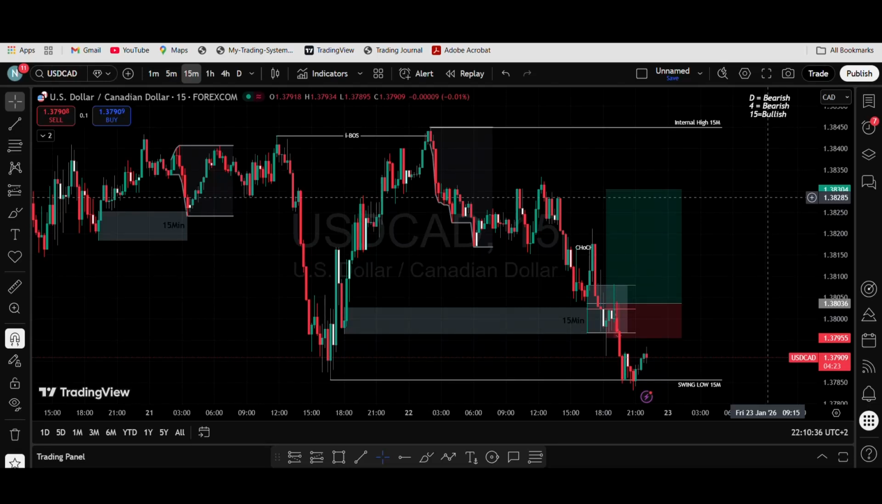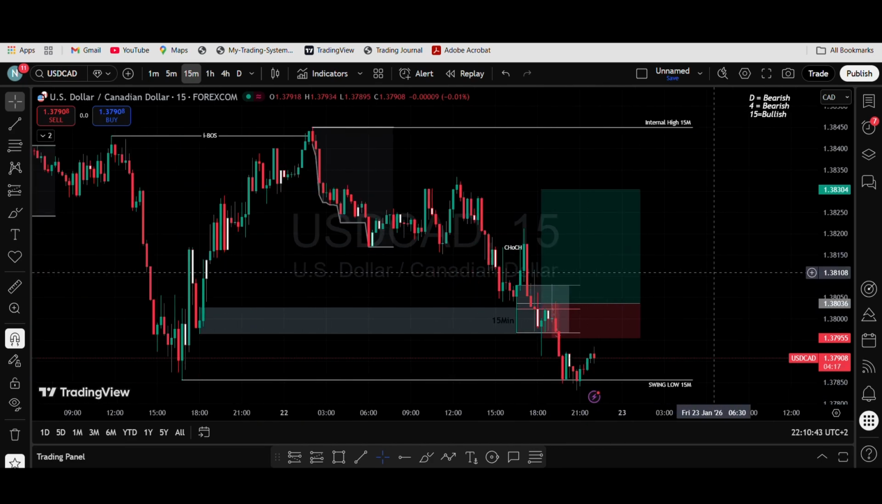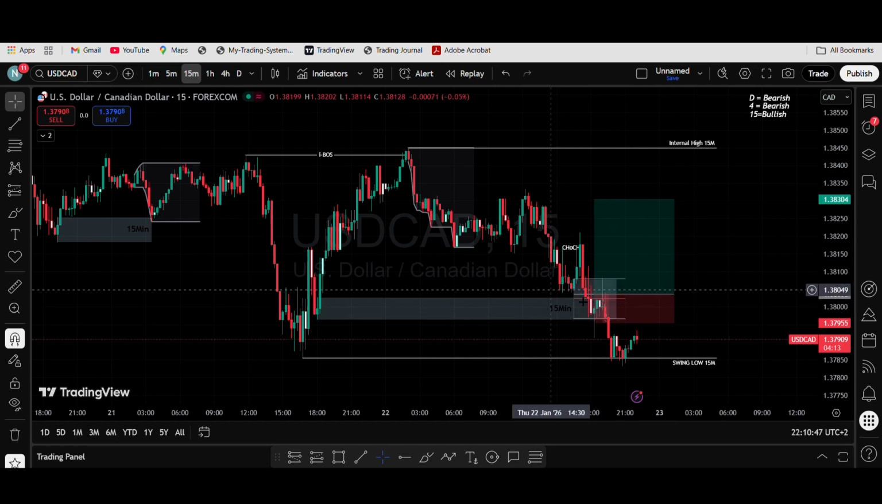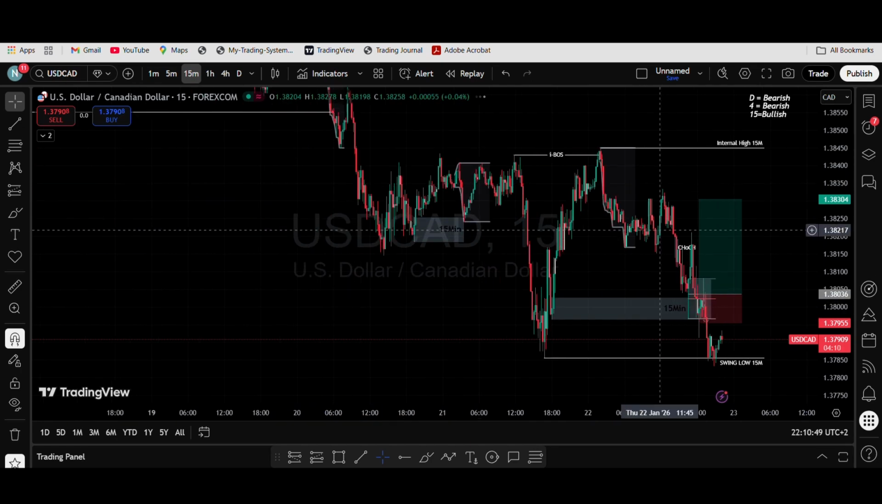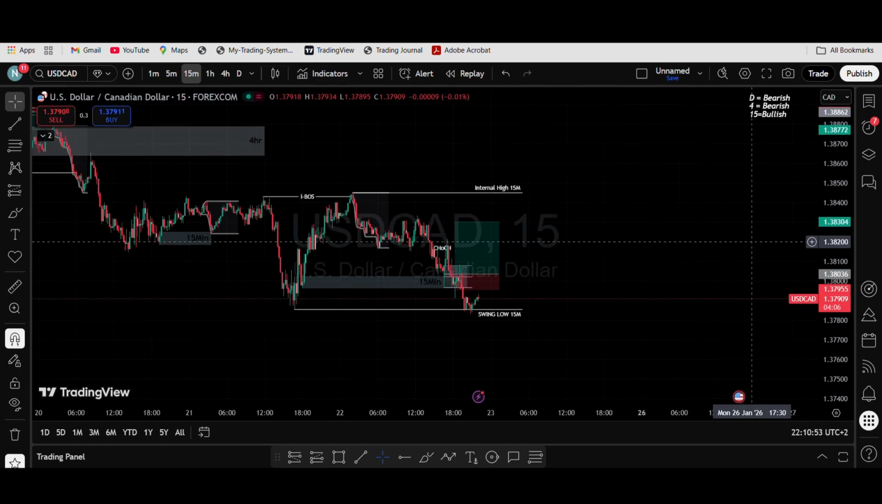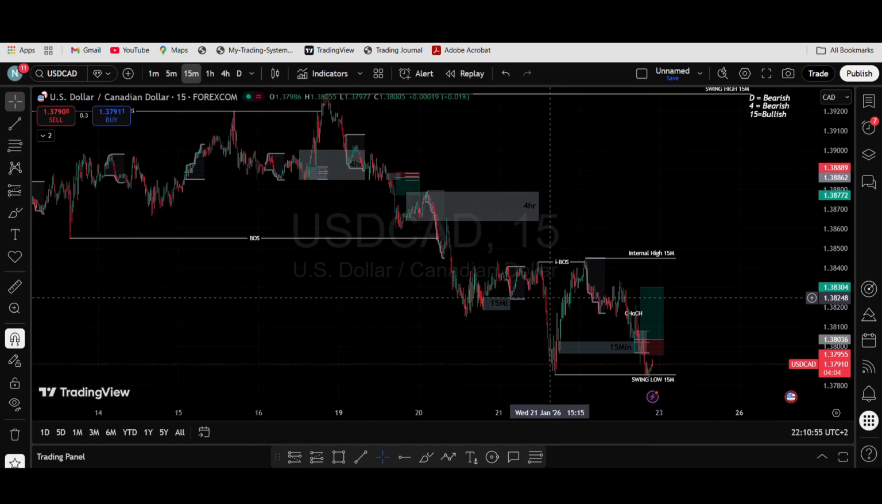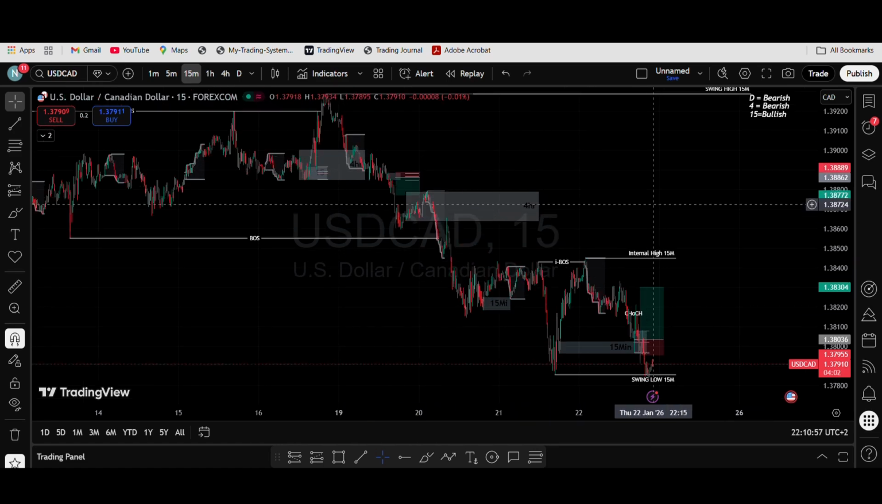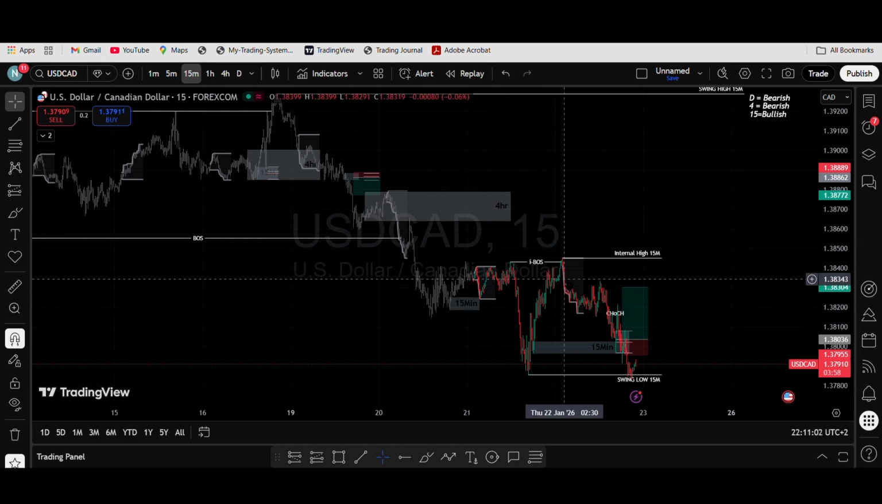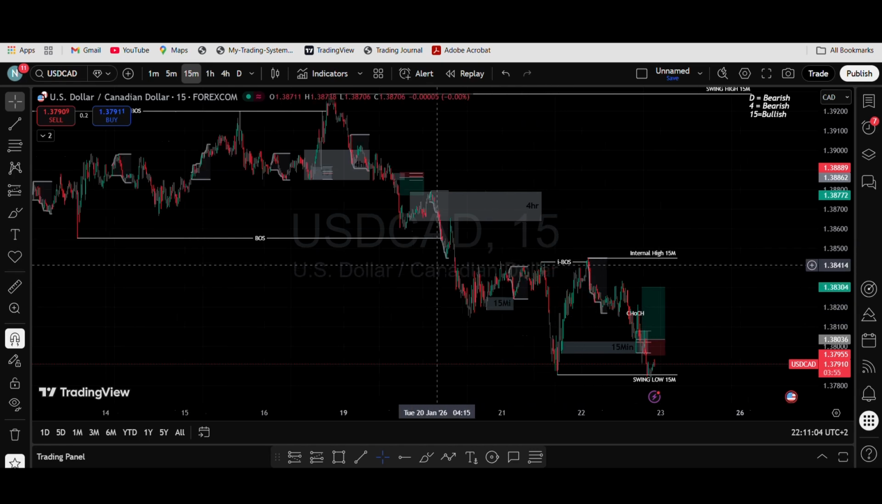Alright, we're gonna just start it off with USD CAD and trade recap. We did take a loss in here. I think I struggled a little bit with the mapping out of this structure down here. It's a little bit weird, right?